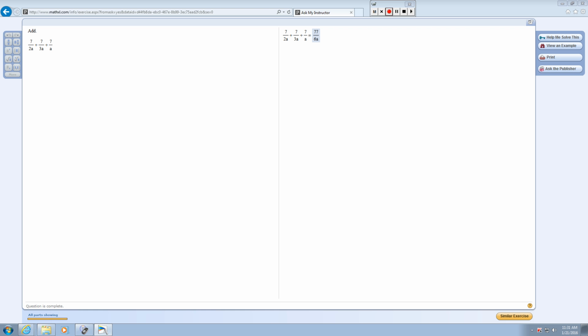If it had an equation, okay, it does. I'm sorry. Yeah, it does. Okay, up there, they tell you to add. So you are going to solve it. So 7 over 2a plus 7 over 3a plus 7 over a. Common denominator is what? Wrong. I mean 6a. 6a.